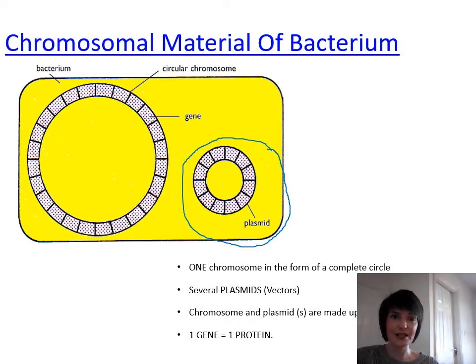So bacterial cells do contain plasmids. There is no true nucleus. We have got circular chromosomes, and we also have this plasmid.